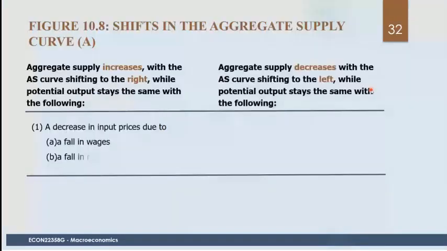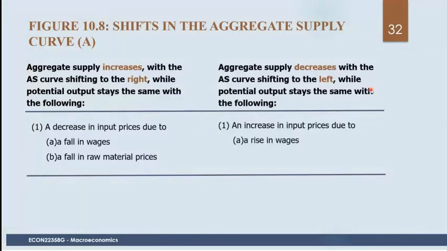So a decrease in input prices would result in the aggregate supply curve shifting to the right. So this could be due to a fall in wages, a fall in raw material prices, and the opposite for when it would shift to the left. So if there's an increase in wages or input prices, or a rise in the price of any inputs, raw materials, copper, whatever is used for production, that would shift it to the left.